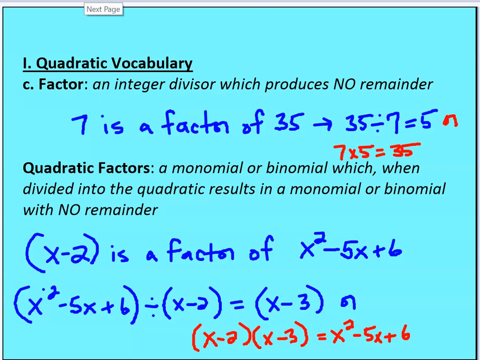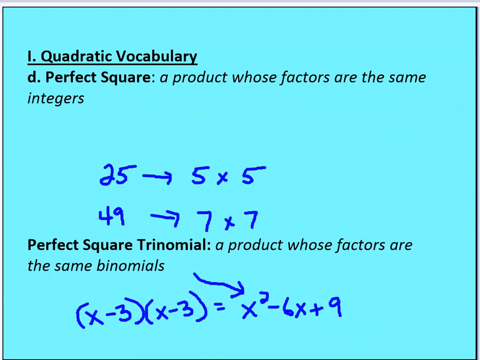All right, so let's talk about perfect squares. Perfect square is a product whose factors are the same integer. So 25 is a perfect square, 49 is a perfect square, and you can think about some other perfect squares. 4 is a perfect square, 9 is a perfect square, 16 is a perfect square, 64 is a perfect square, 81 is a perfect square, 9 times 9.